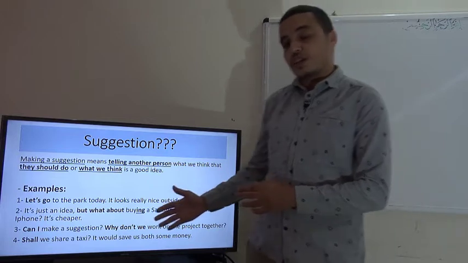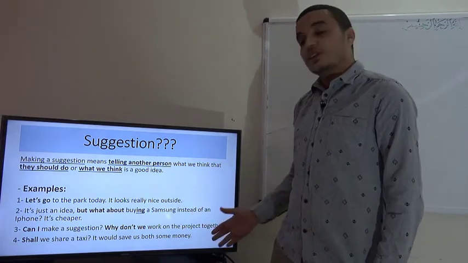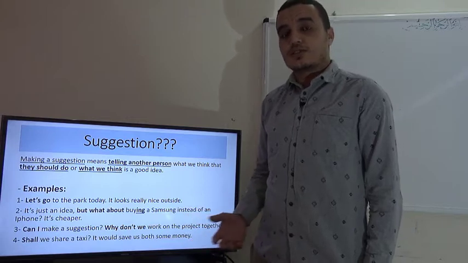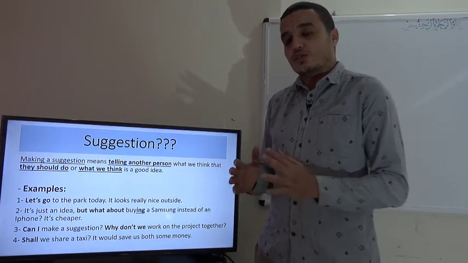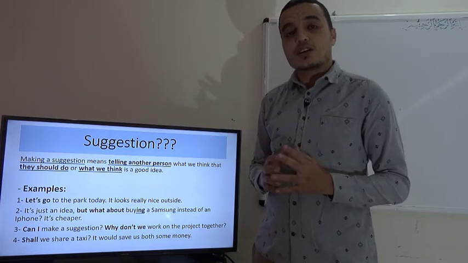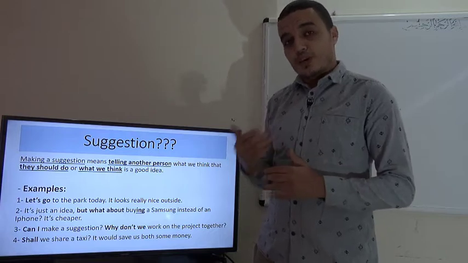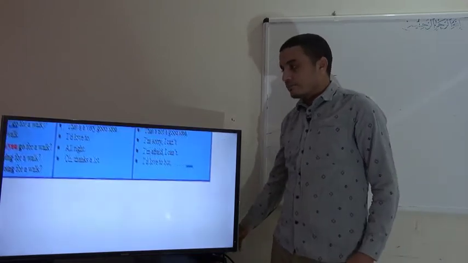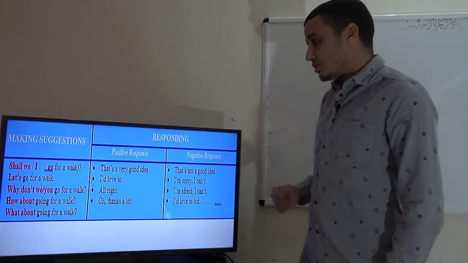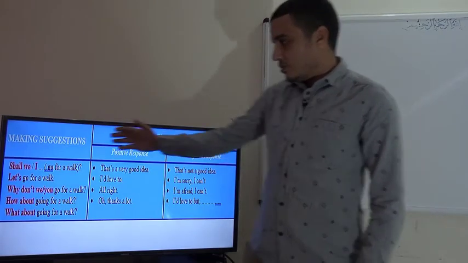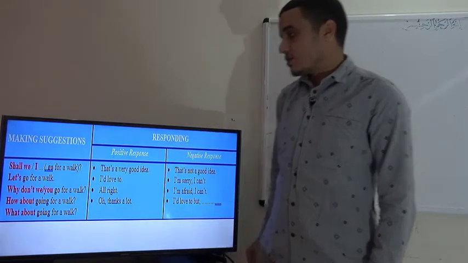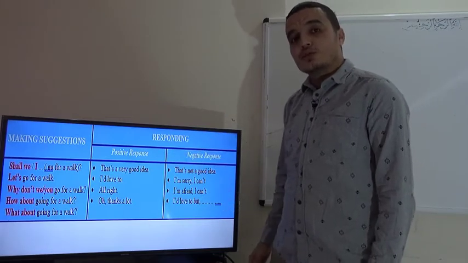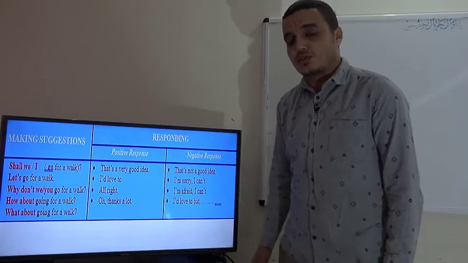So, for example, if someone says, let's go to the park today, it looks really nice outside, the other partner can accept or refuse this suggestion. So this is what we are going to see now. We are going to see a table, a chart that contains expressions used to make, accept, or refuse a suggestion. As you can see here, we have this chart, and expressions that we can use to make suggestions, and we have many expressions that are used to respond, to answer someone's suggestions.